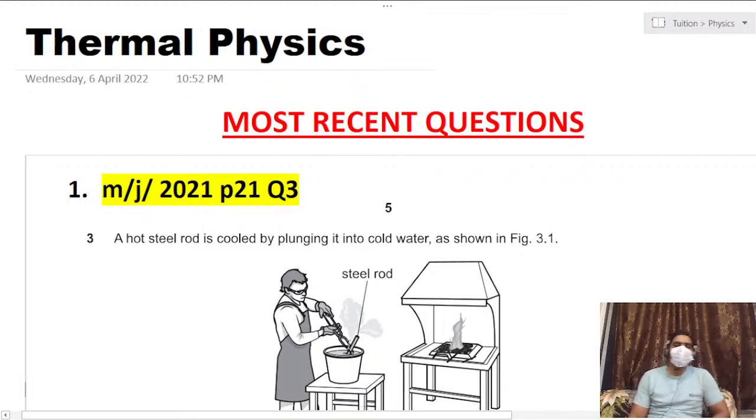Hello everyone and welcome to your lesson of physics. In this video we're going to have a revision past paper practice of the topic thermal properties of matter, which is from a section of thermal physics.